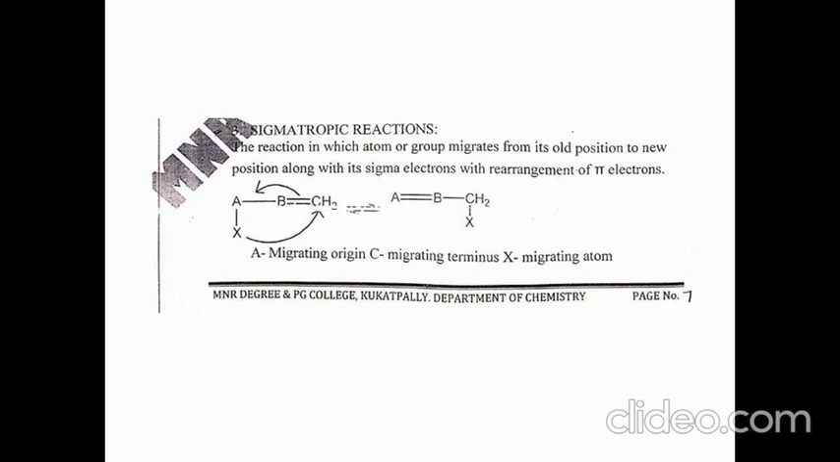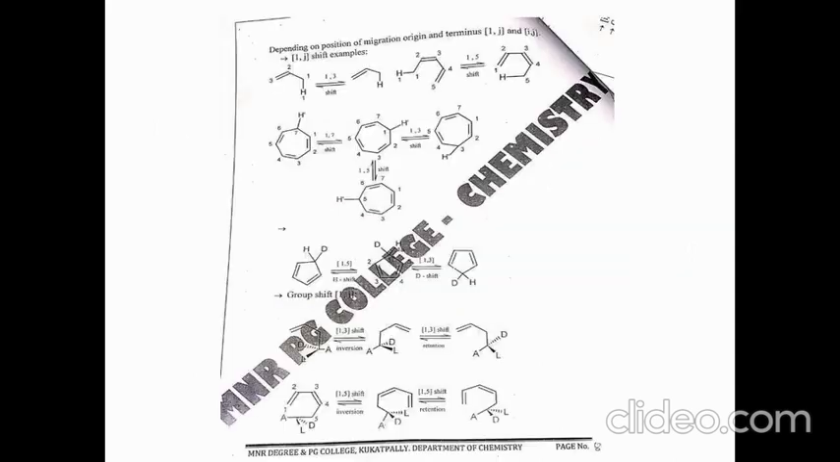So here, like normal rearrangements, A is called the migrating origin, CH2 is called the migrating terminus, and X is the migrating atom. Now let us consider the classification of sigmatropic reactions. Few sigmatropic reactions can be classified under the category 1,J, and some sigmatropic reactions can be categorized as I,J.